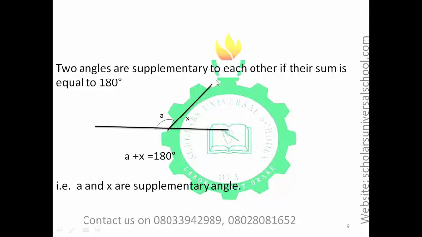Two angles are supplementary to each other if their sum is equal to 180 degrees. So I have 130 here. What will I add to 130 degrees to give me 180 degrees? That is 180 minus 130 degrees, which shows that the angle here will be 50 degrees. So two angles are supplementary to each other if their sum is equal to 180 degrees. So A and B are supplementary angles.